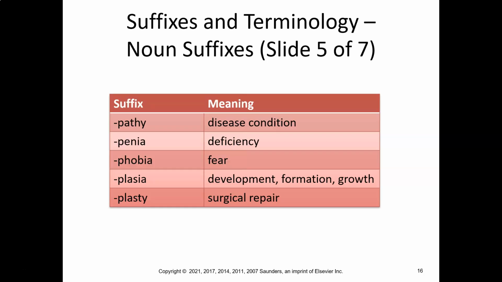Phobia, you have a fear. There's lots of phobias. Hydrophobia, acrophobia, arachnophobia, that's fear of spiders. Plasia is development, formation, or growth. So you get chondroplasia, which is no development of cartilage. And then plasty is surgical repair. So rhinoplasty, you name it. Angioplasty would be surgical repair of blood vessels.